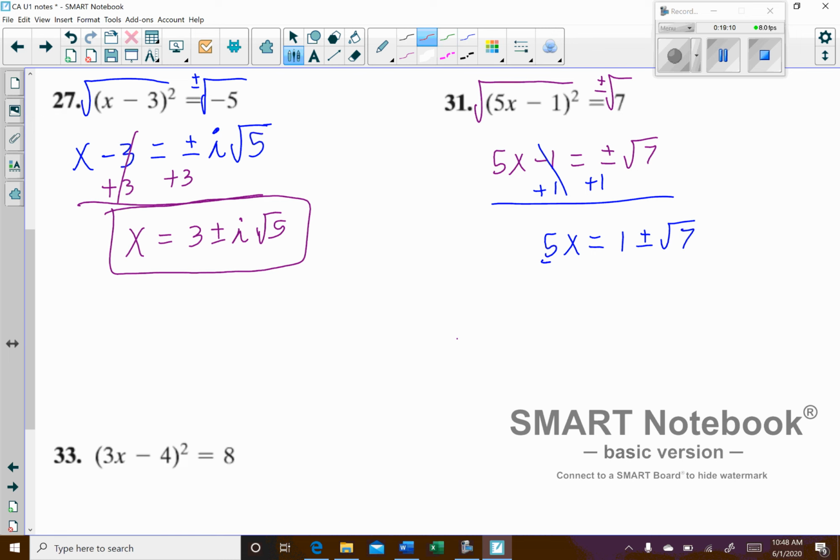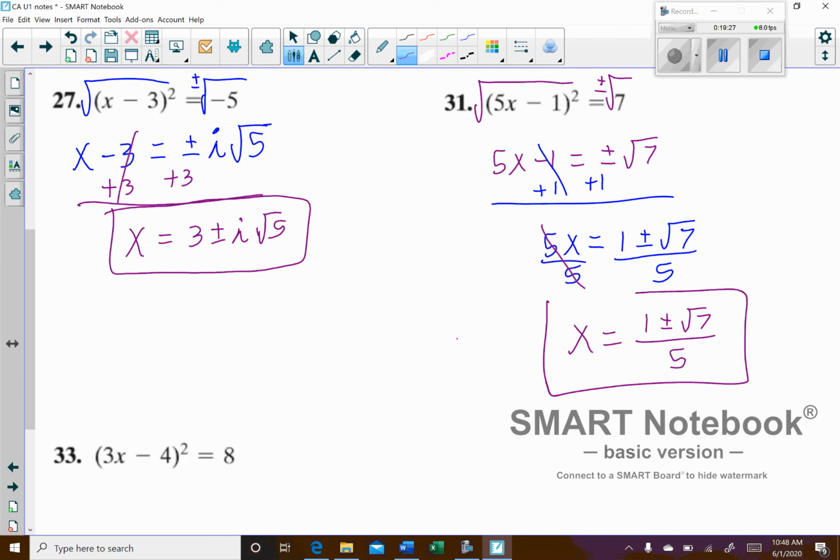And then I need to go ahead and divide both sides by 5. That cancels out, so I get x equals 1 plus or minus the square root of 7 all over 5. Okay, and once again, I'll just leave it like that. It's possible you might have to write it out twice, one with plus, one with minus, but this is for shorthand right here.